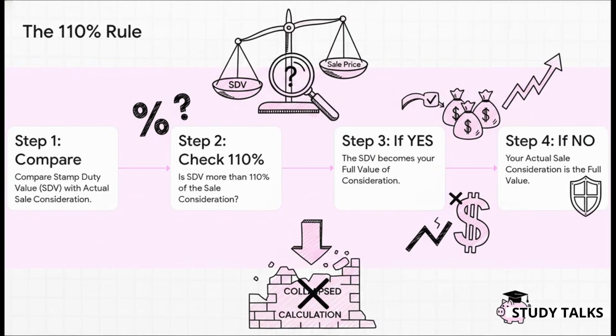Okay, listen carefully because this is where most students make mistakes. It is the 110% rule. It's simple. You take the stamp duty value and you compare it to your sale price. The big question is this: is the SDV more than 110% of your actual sale consideration? If the answer is yes, you have no choice. The stamp duty value becomes your full value for calculating capital gains. If the answer is no, you're safe. You can just use your actual sale price. Getting this one rule wrong can make your entire answer collapse.